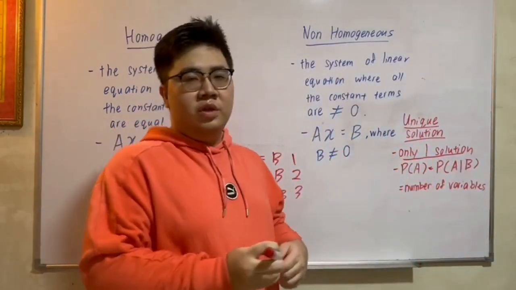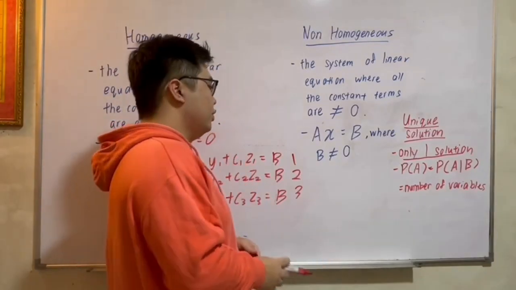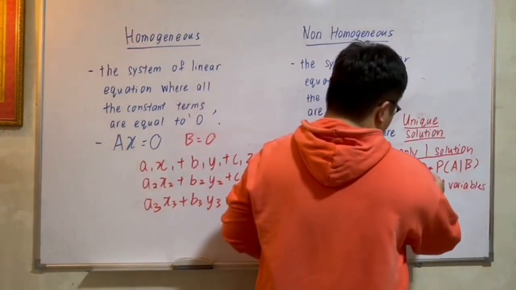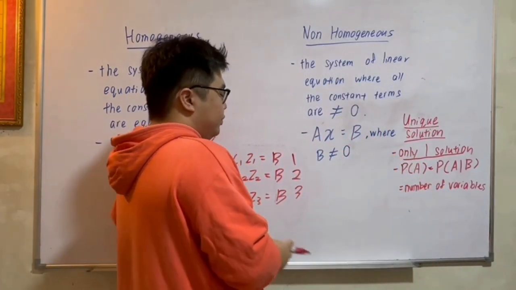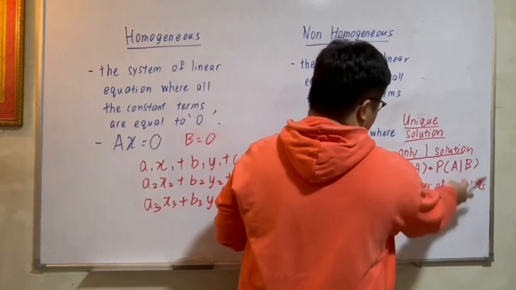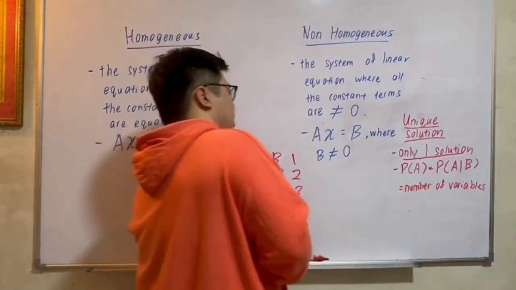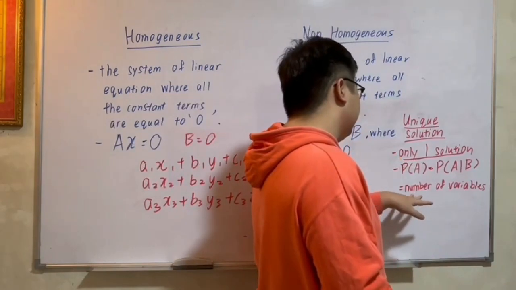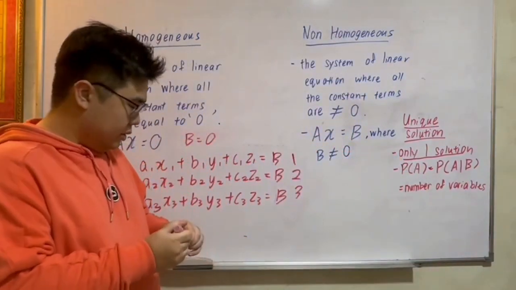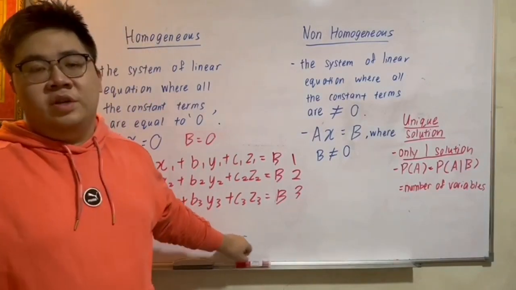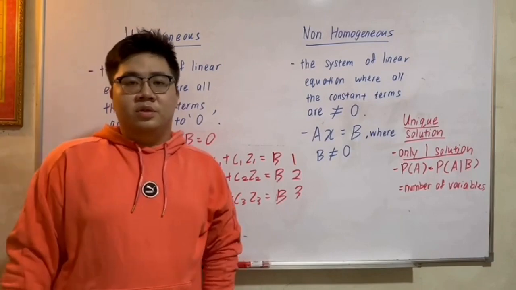And for a unique solution to happen, it has to meet the terms right here, which is that the rank of matrix A has to be the same as the rank of matrix A augmented with B, and it also has to be the same as the number of variables. Now I'll pass it on to my group mates to explain more about the unique solution and how to do it.